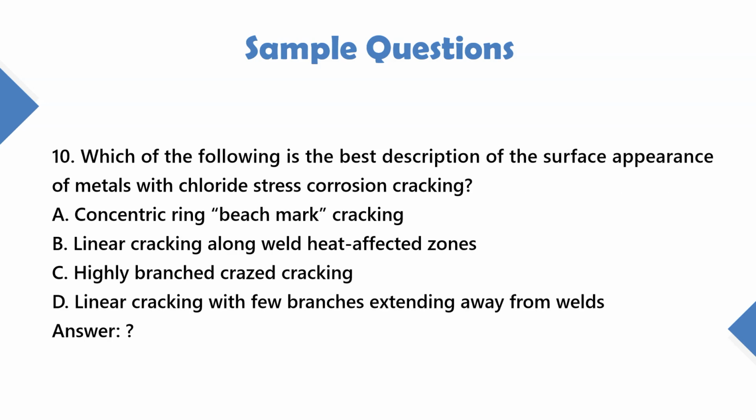10. Which of the following is the best description of the surface appearance of metals with chloride stress corrosion cracking? A. Concentric ring, beach mark, cracking. B. Linear cracking along weld heat affected zones. C. Highly branched crazed cracking. D. Linear cracking with few branches extending away from welds.